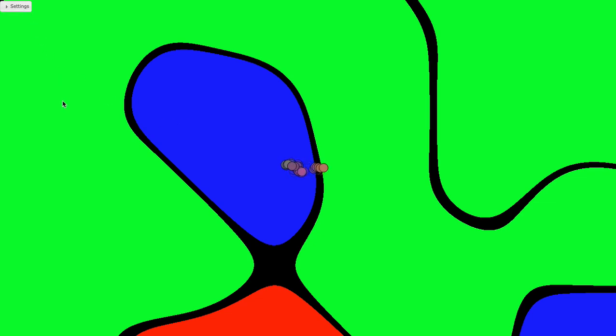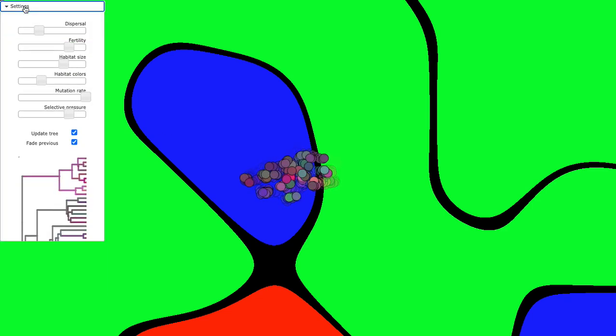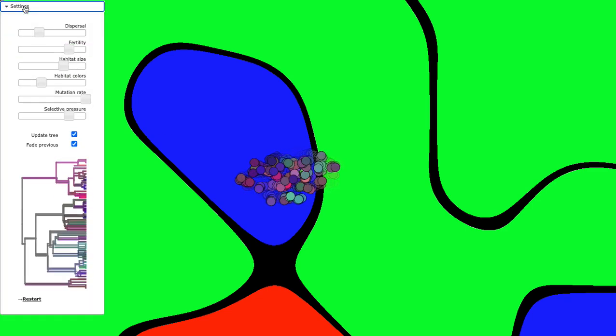In this video, we're having a quick look at Brownian motion as we simulate it. So what we have here is a bunch of little blobs, and they are reproducing and mutating and moving around in space. There's a bunch of parameters that organize this.